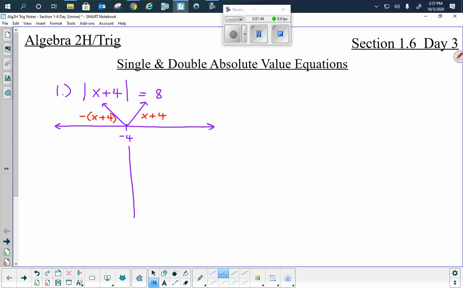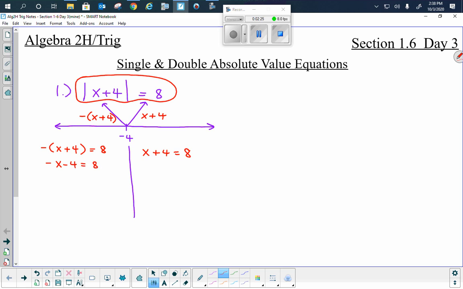And now you replace this original equation up here, in exactly the order as it appears. To the left of -4, replace it with what's to the left on the V, and to the right, replace it with what's on the right. So here we go. You'll have the opposite of x plus 4 equals 8, and on the right side, you'll have x plus 4 equals 8. Solve each one separately.